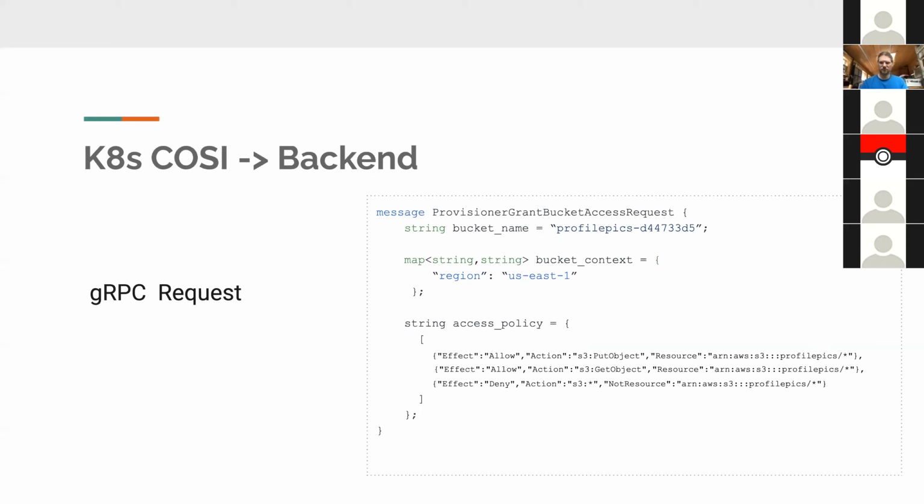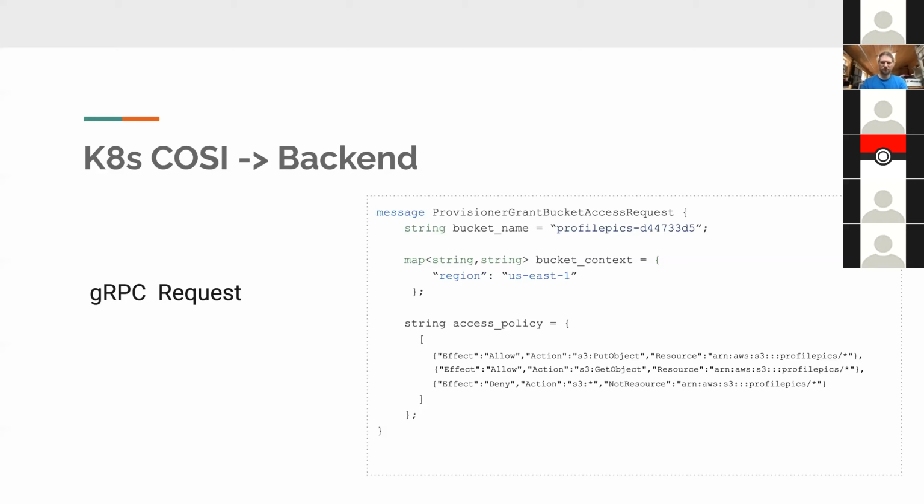So I've given an example of what that would look like. The bucket name is a generated bucket name based on the example from last week. Parameters, yeah, we changed it from bucket context to parameters. So this should be parameters, region US East 1. Within that, we'll also have this access policy.